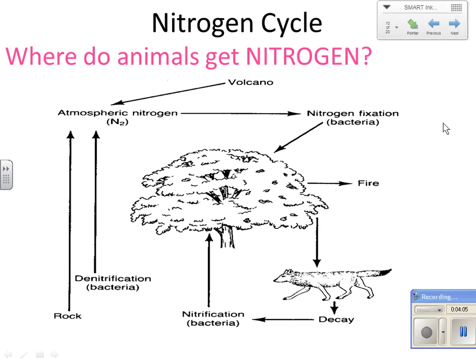The nitrogen cycle. Where do animals get nitrogen? Even though there's 78% nitrogen in our atmosphere, humans cannot use it in the gaseous form. We must have nitrogen fixation, or bacteria on the nodules of the root systems that convert the gaseous nitrogen into a usable form inside the plant. We then eat the plant that has the nitrogen in it, and that is how we are able to use it.